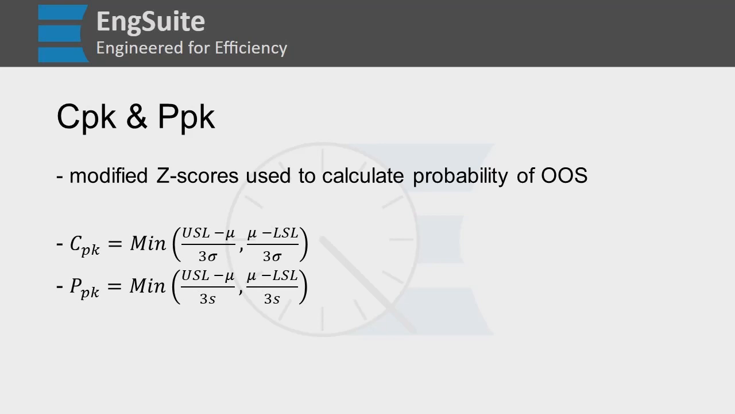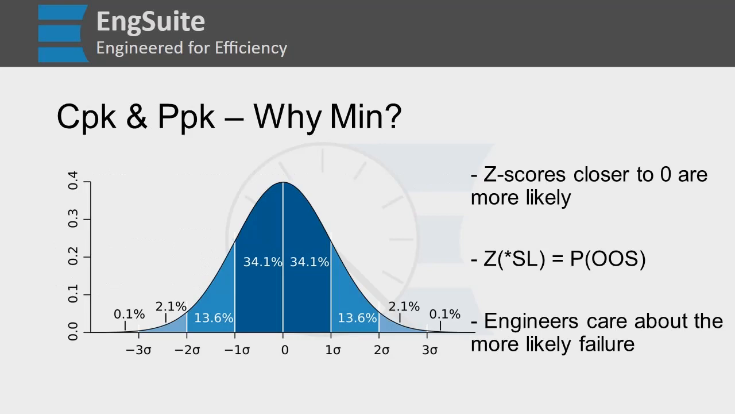Okay. PPK and CPK, we know the difference between C and P. It's the standard deviation you use and how that's calculated. But why the min? Well, it's because z-scores closer to 0 are more likely. If you have the z of your spec limit being the probability of out of spec, now we no longer need both sides anymore, because all we care is, do we fail? So if we take the most likely, the one that's closer to 0, then we know that that is the most likely to happen. Okay? Because they're both absolute value, we can take the min to get the closest to 0.